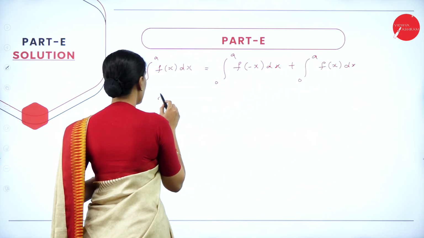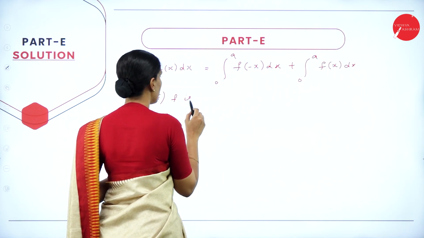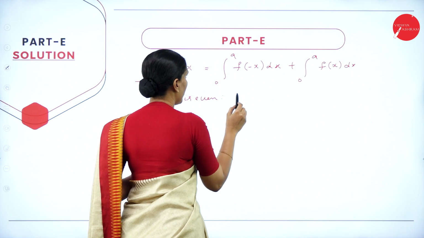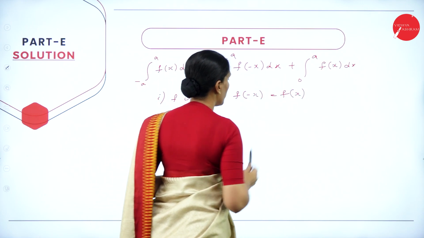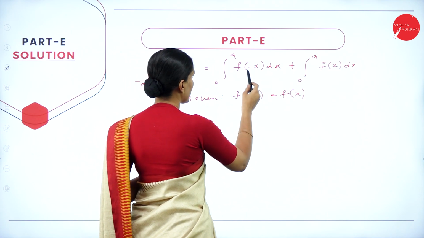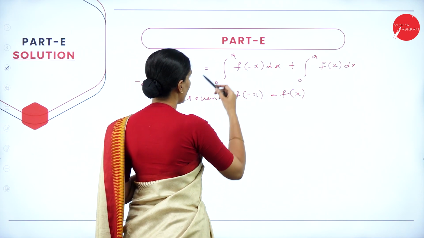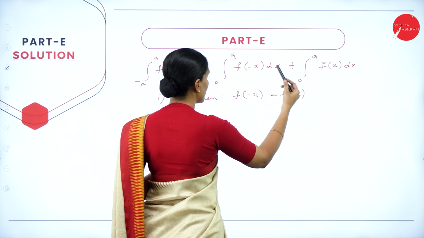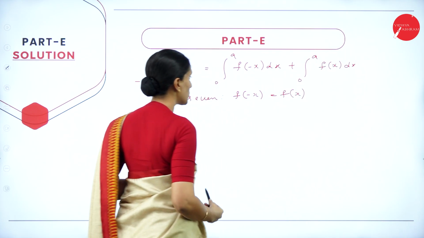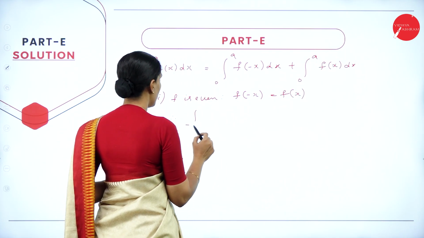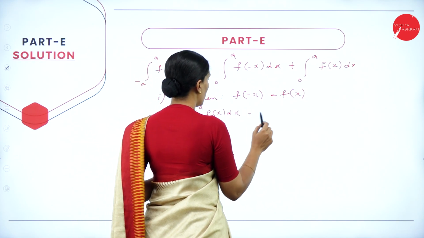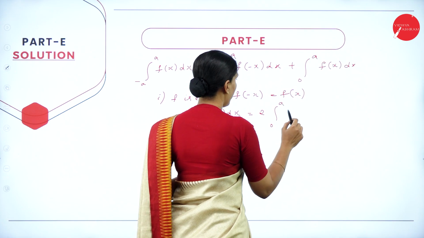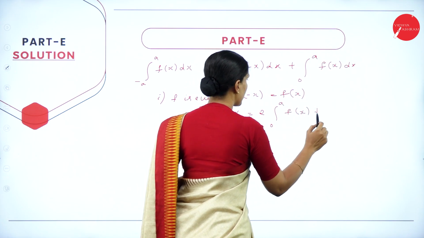Now the first case, if f is even, then f of minus x is the same as f of x. So if we write f of x here instead of f of minus x, then we have 0 to a f of x dx, 0 to a f of x dx, 2 times. Therefore here minus a to a f of x dx is 2 times 0 to a f of x dx.